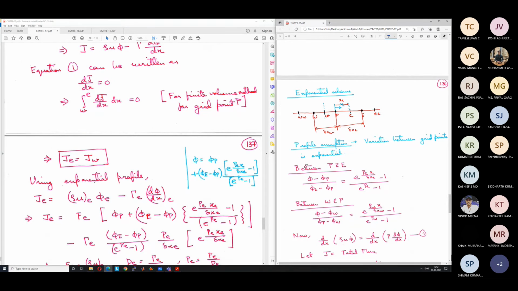If you do that, what is phi e? Phi e is equal to, just rearrange the terms, e to the power P xe by delta xe minus 1 by e to the power P minus 1. This term, okay. This is the term within the bracket here. You can see third bracket. e to the power P xe by delta xe minus 1 by e to the power P minus 1 multiplied by this numerator denominator goes to the other side, multiplied by phi e minus phi P. Okay. Plus this phi P. This also comes to the other side. Okay.